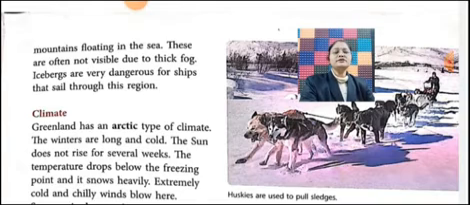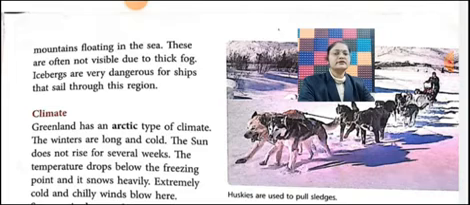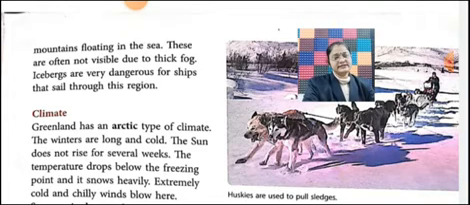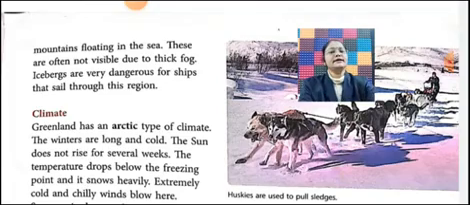Now huskies are used to pull sledges. Huskies, wolf-like dogs, are known as huskies and they are used to pull sledges. Sledges के लिए काम आता है.